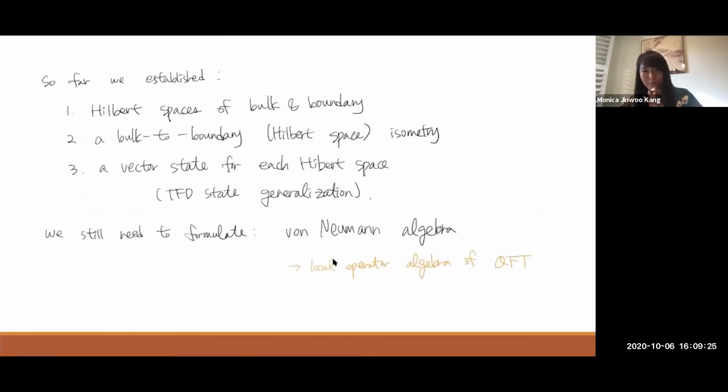And further, by doing this, what we established is the Hilbert space of the bulk and boundary individually. We create the bulk to boundary isometry at the level of the Hilbert space from just the C-star isometry. And further, we get a vector state for each Hilbert space. That is just a direct generalization of the thermal field double state. So from here, what we need to reformulate is to bring back the von Neumann algebra. You're going to have a local operator algebra of quantum field theory, as I just showed you that you have a ground state already recreated.